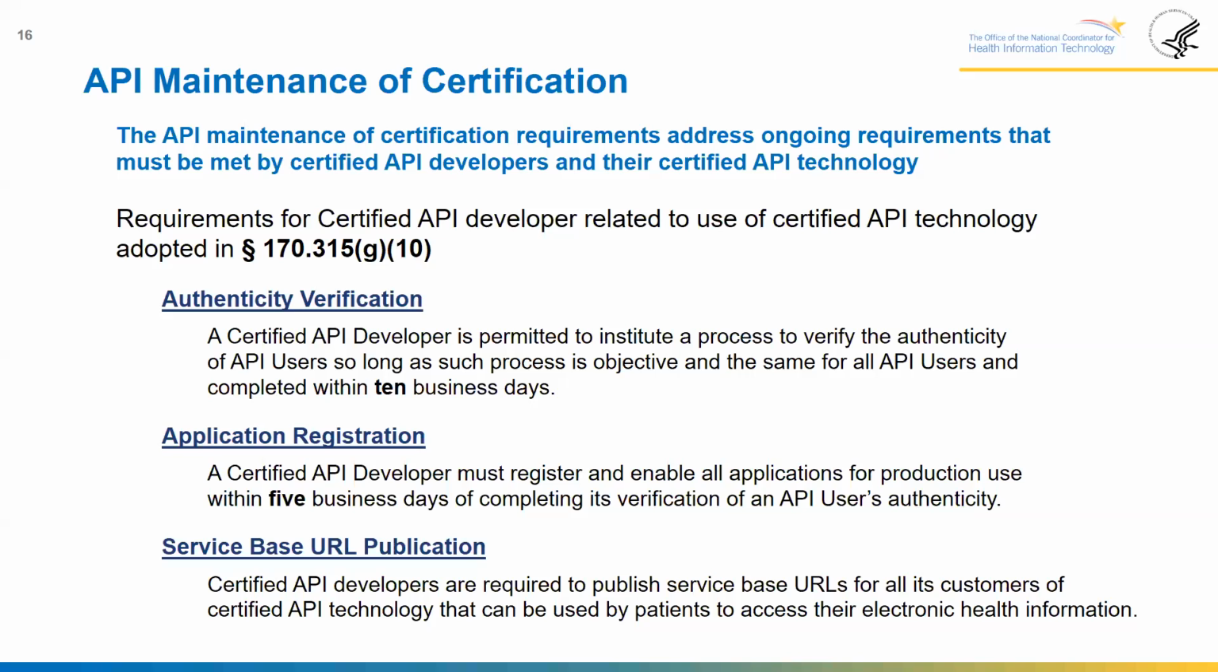Again, for the FHIR-based API, going to the app registration requirement, a certified API developer must register and enable all applications for production use within 5 business days of completing its verification of API users' authenticity. And again, the number of days for completing this registration was changed based on the feedback we received during the NPRM.